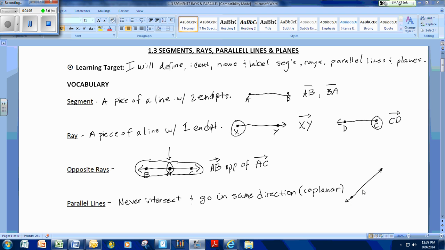So if I have this line right here, we'll call that line AB, and we have another line going in the same direction, call that line CD. Those two lines are traveling in the same direction, and they're never going to crisscross or intersect anywhere. So to name those, we say line AB is parallel to, this is the symbol for parallel, line CD.